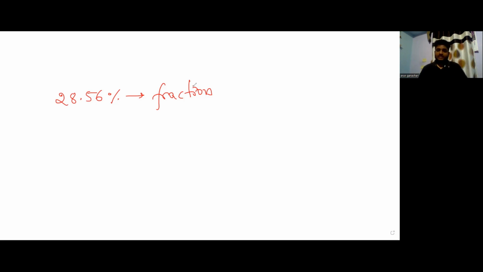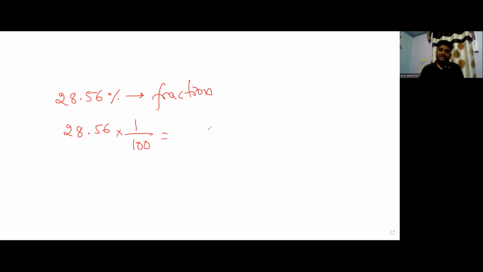I'll tell you how the table is helpful now. If we wanted to go by the normal method, we would write 28.56 as 28.56 by 100. This is the process. Then you would get some fraction, but we are not able to cancel it because we cannot exactly pinpoint which table it belongs to. 28.56 is a very unique number.